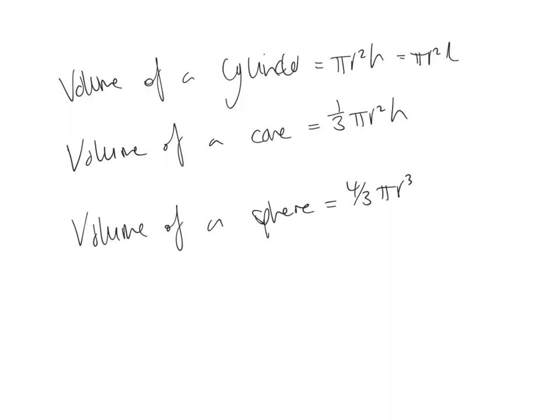So finally, here are those 3 formulas again. Volume of a cylinder is pi r squared h, or pi r squared L, depending whether you're calling it the height or the length. It's all the same thing. Volume of a cone is 1/3 pi r squared h. And volume of a sphere is 4/3 pi r cubed.